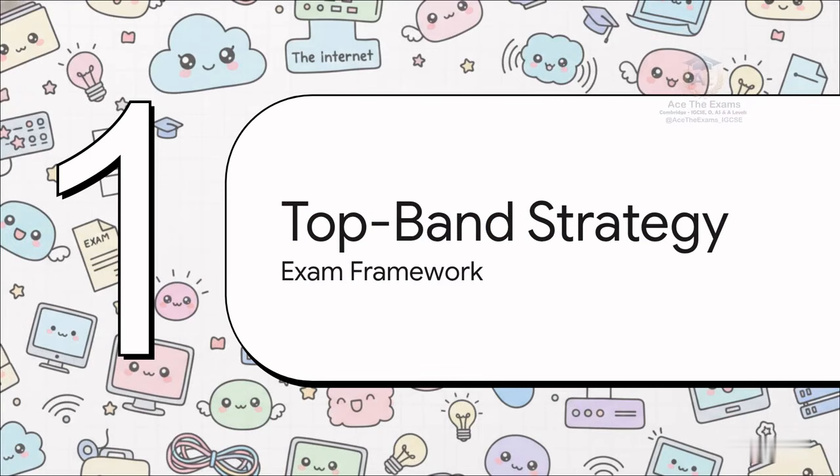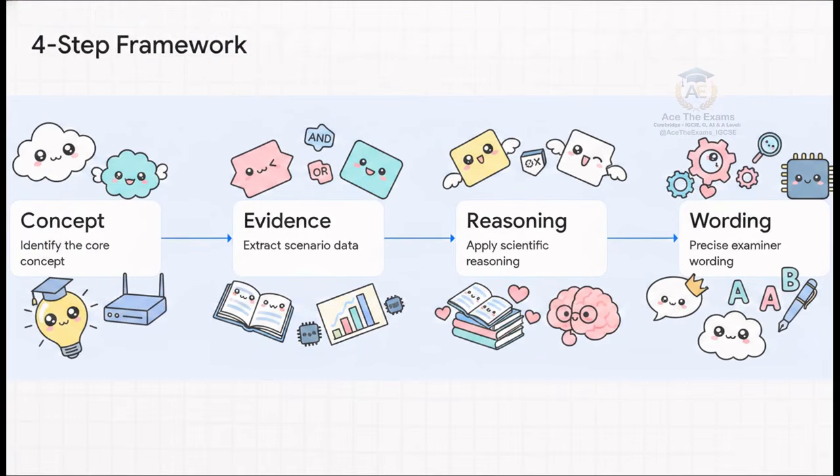Let's move into Section 4, Top Band Exam Strategy. All right, now that you have the technical knowledge locked down, the evolution, the mediums, the architectures, VPN tunneling, and the sheer magic of stateless UDP, let's bridge the gap. We're going to transition this knowledge directly into the structural framework you need to absolutely ace that Cambridge exam. If you want top marks, you need this 4-step framework for every single scenario-based question.